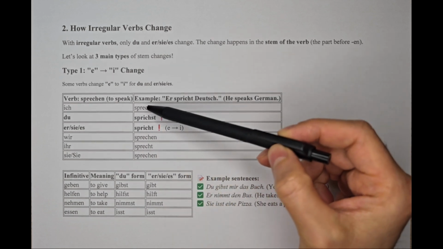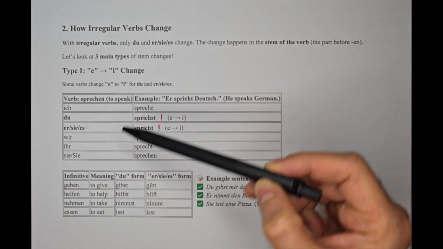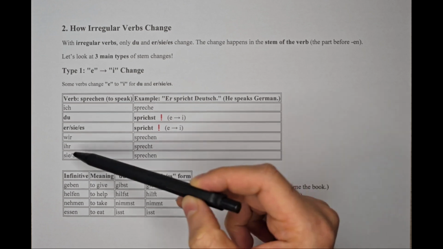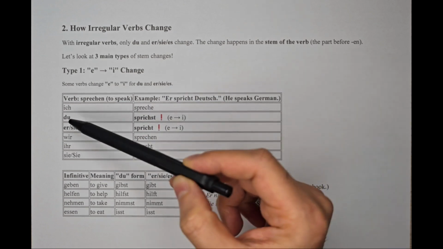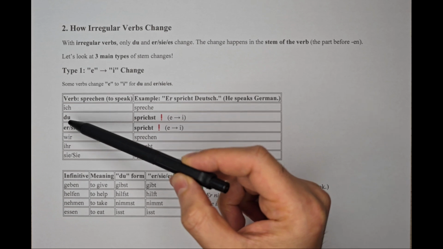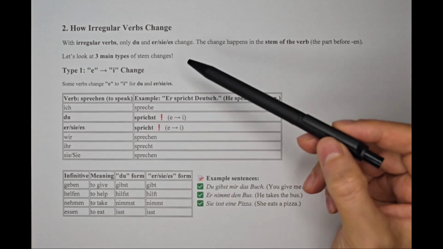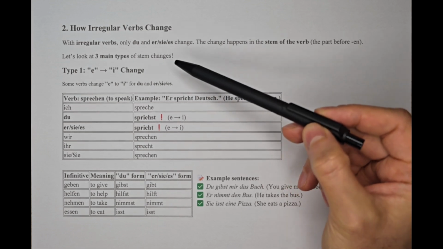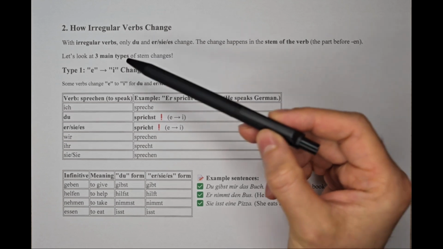So ich spreche, the verb stem sprech will stay the same, you just have to add e. Wir, sprech stays the same, you have to add en, the same for ihr and sie. So the only change that happens is for two personal pronouns, du and er, sie, es. Just so you remember, that means you have to know by heart which verb is irregular in the present and which verb is not. Now I'm talking about irregular in the present.